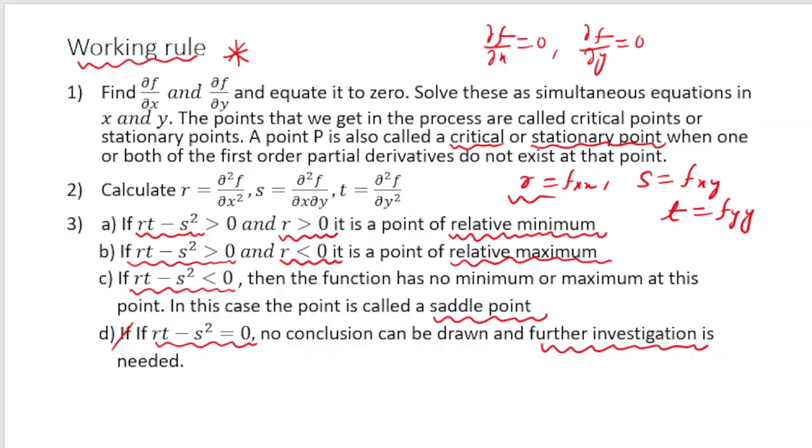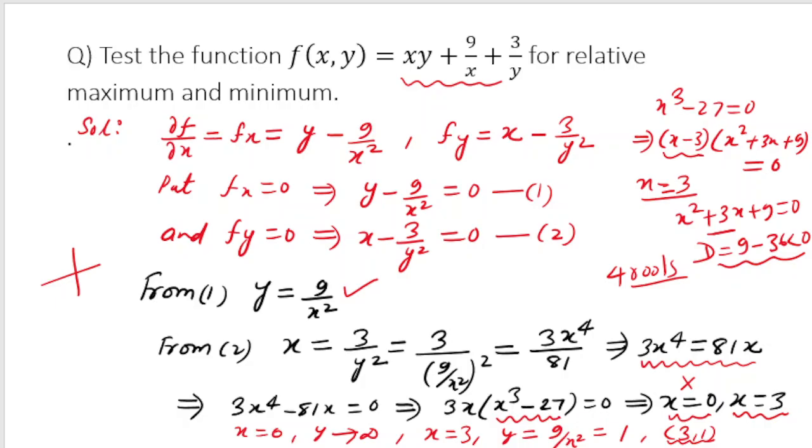I just want to show you this, that we calculated del f by del x and del f by del y, equated them to 0, and then we solved them to get the critical point, that is 3 comma 1. Now the next step we have to perform in the next page. So I'm moving to the next page.